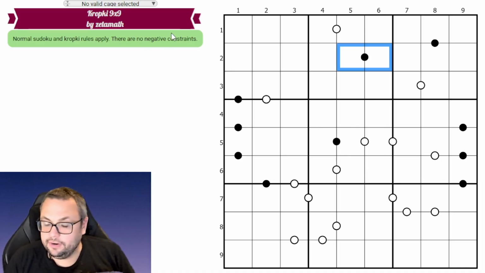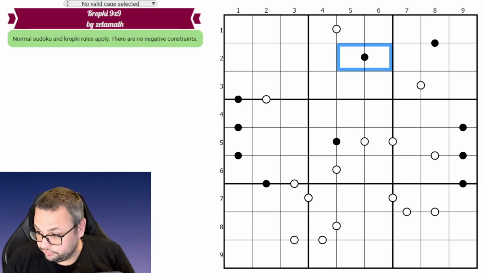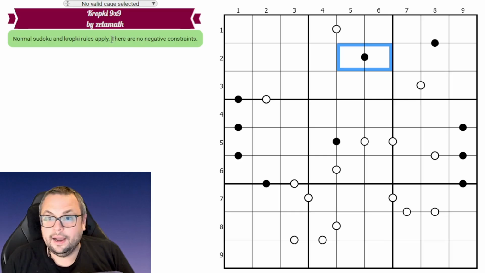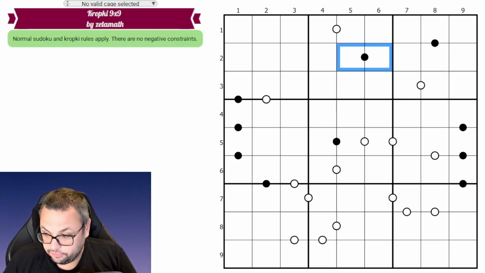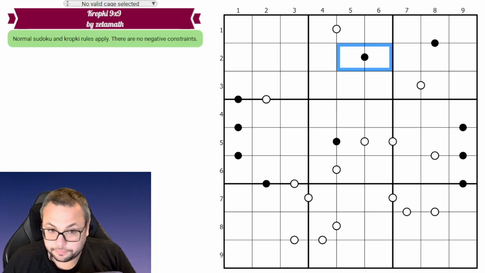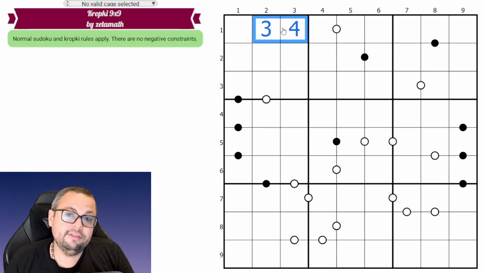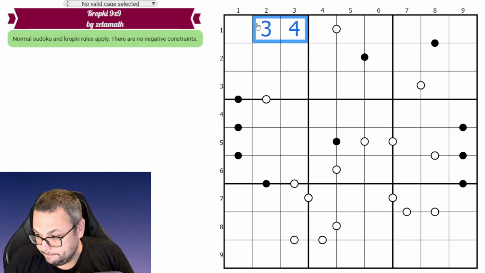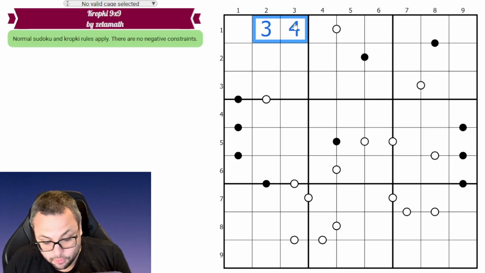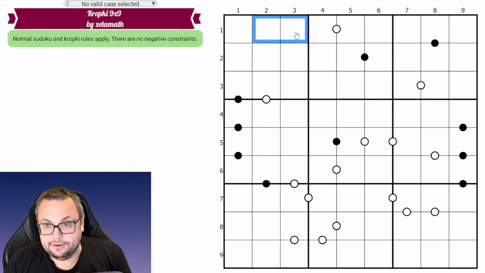And so you'll see over here in the rules there is a no negative constraints statement. This statement that there are no negative constraints means that it's possible that this digit is a 3 and this digit is a 4, even though there's not a white dot between them. Whether there's a white dot between them or not doesn't matter for purposes of that.